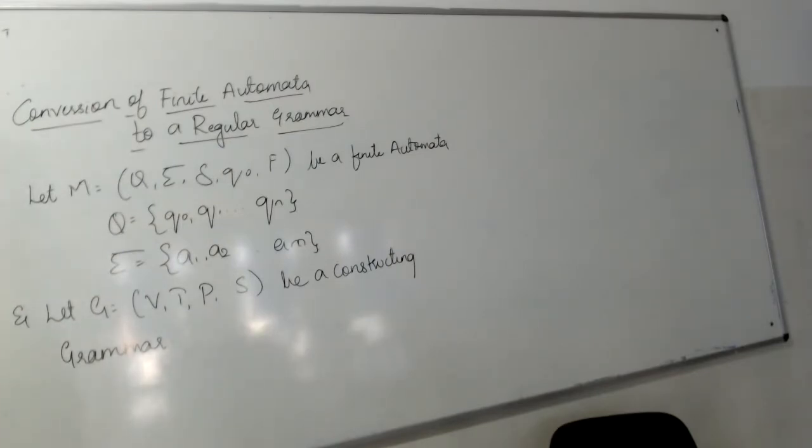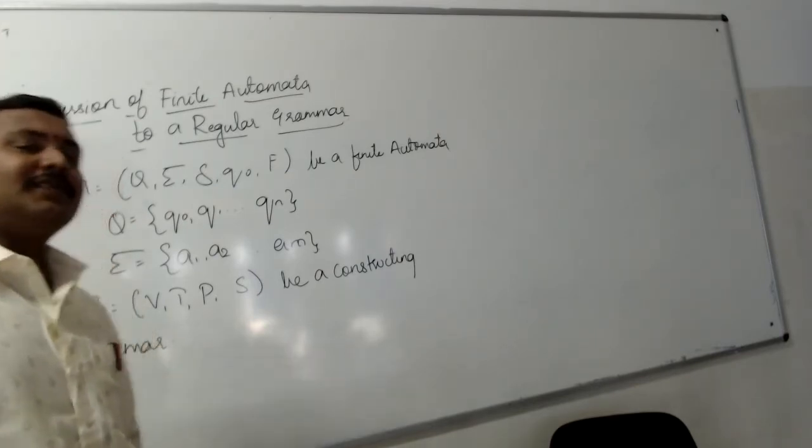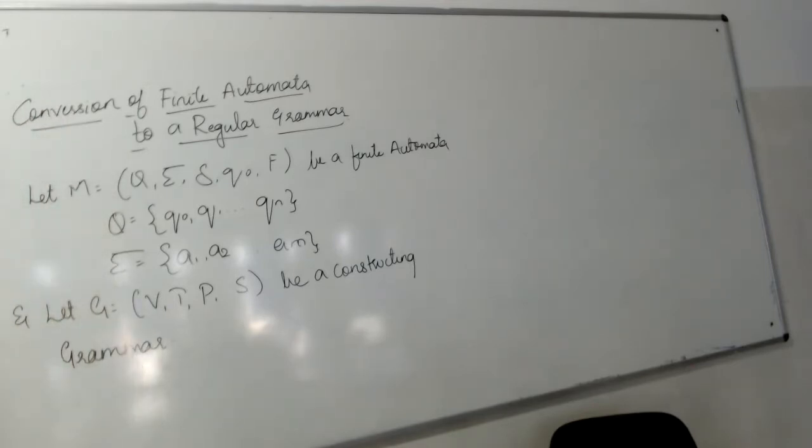So type 3 means all the terminals should be on the right hand side, and it can have a combination of non-terminals, and on the left hand side it should have only non-terminals. So only non-terminals on the left hand side, and on the right hand side epsilon, terminals and non-terminals can be the combinations. Clear? Okay. So to convert your finite automata to a regular grammar, let us see a simple procedure here.